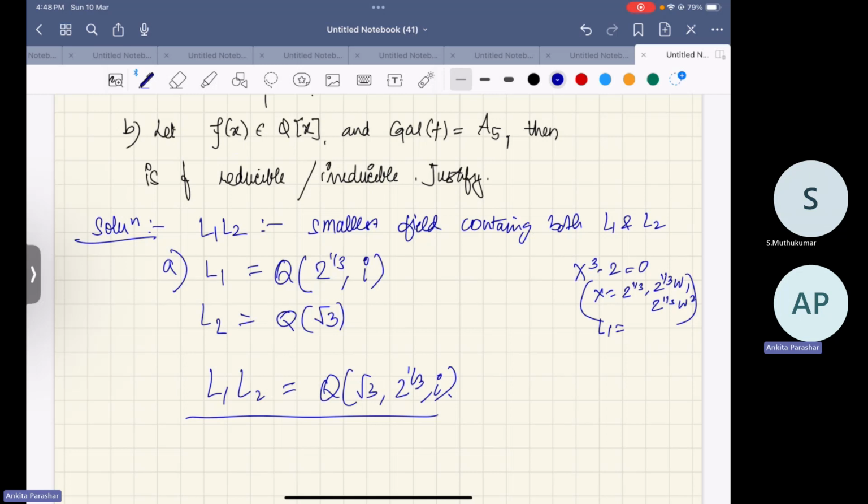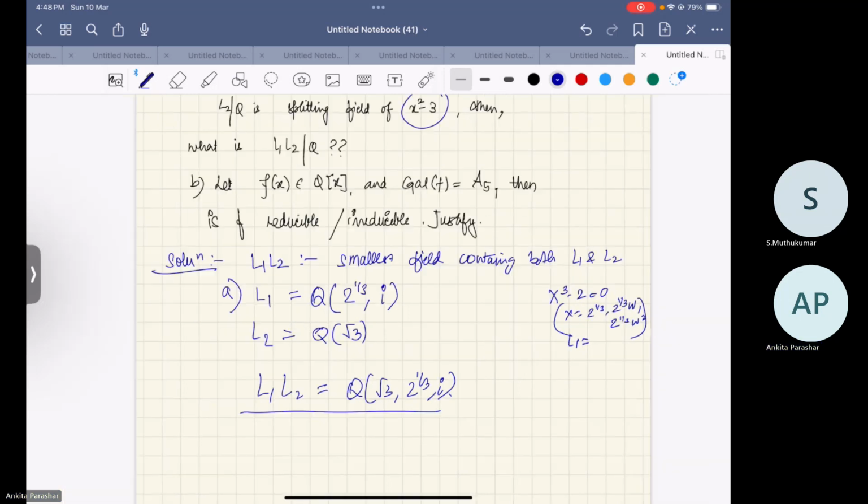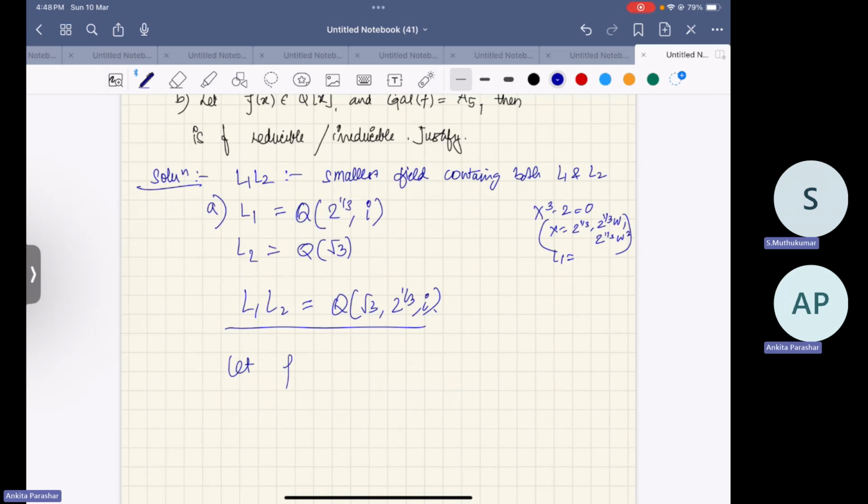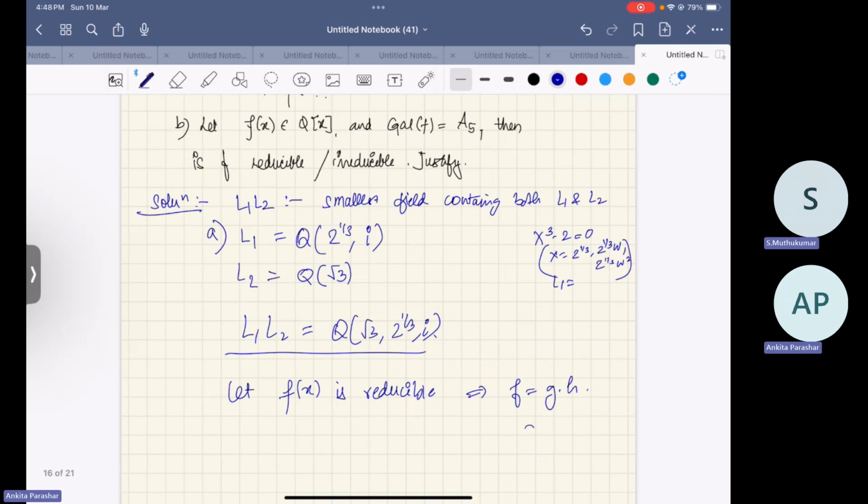Let's try to prove it by contradiction. Suppose this polynomial is reducible, then what can go wrong? I can write f to be some g times h. Given the degree of h, what can be the possibility for the degrees of g and h? Less than or equal to the degree of f. And what is the possibility for the degree of f? Can you tell me that?